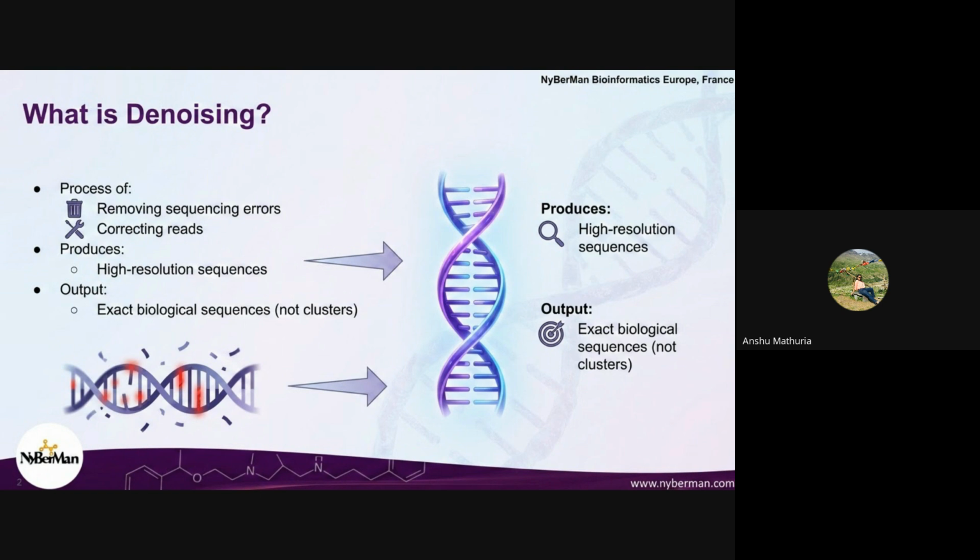So what happens here, in denoising, is we are not making clusters, that is, we are not making OTUs, we are making ASVs. That is, instead of clustering sequences together, you will generate each and every single sequence separately, corrected of any error. And those sequences are known as amplicon sequence variants. So after denoising, all the noisy reads or noisy data are converted into relevant, accurate biological sequences that can be processed further.